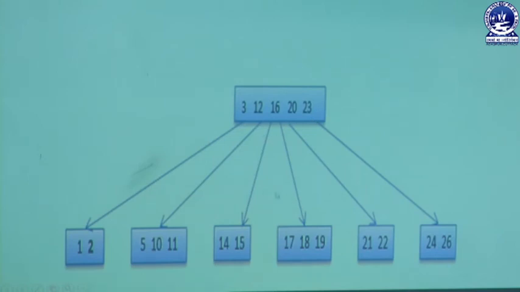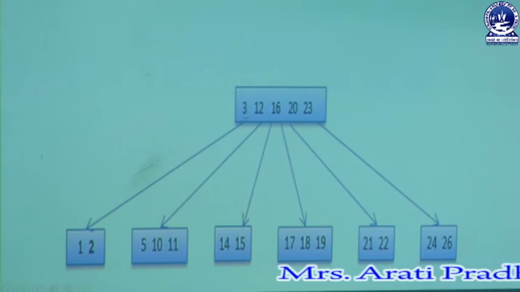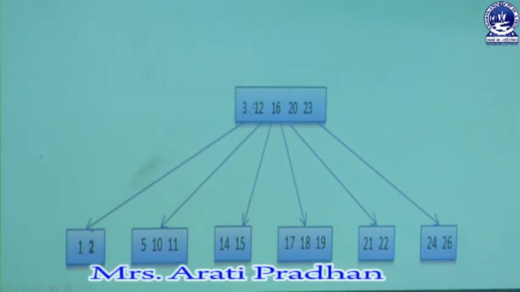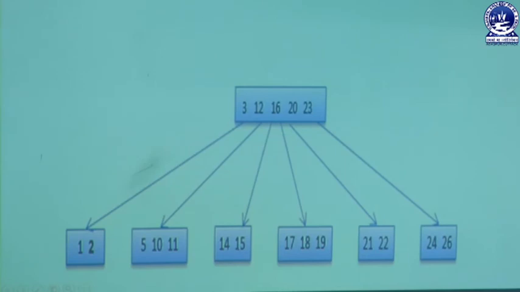Actually here I have used another structure of B tree so that I can explain this particular case. The root has 3, 12, 16, 20, 23. On the left side are the keys less than 3: 1 and 2 are present here. The range of keys 3 to 12: 5, 10, 11 are present here. The range 12 to 16: 14, 15 are present here.